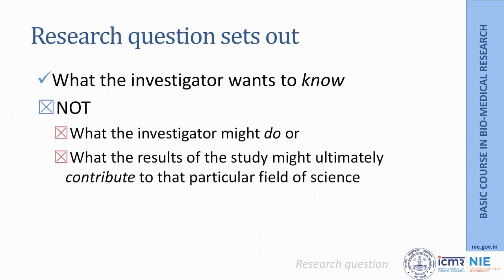A research question sets out clearly what the investigator wants to know, and definitely not what he or she may do or what these results will ultimately contribute to. It does not just include these two aspects; it should spell out what the investigator wants to know.